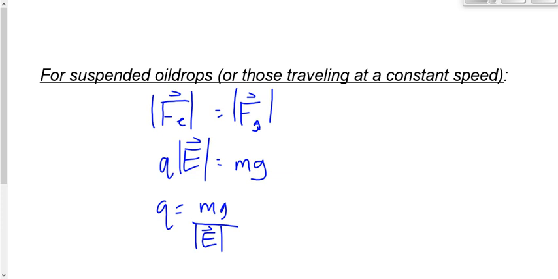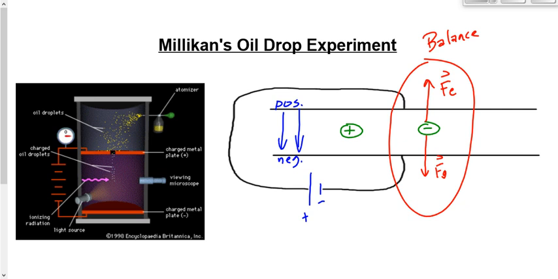He would have known the mass of the oil droplet by density calculations, knowing the size of the oil droplet and the density of oil. He knows what G is, it's 9.81, and he would have known what the electric field was because he was controlling the electric field. He decided how much electric field needed to be there.